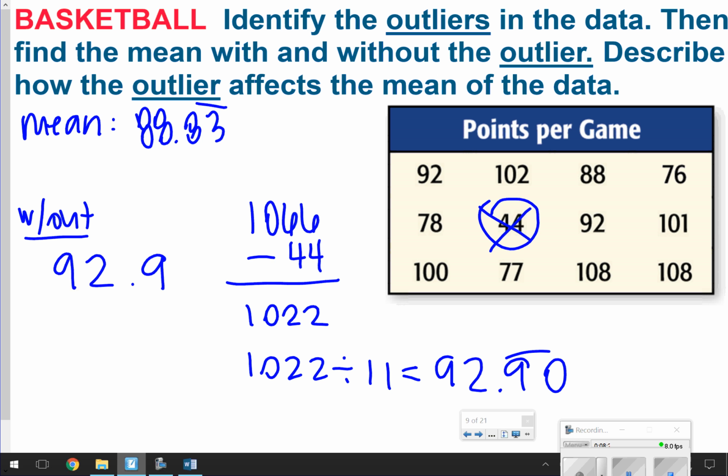Notice how the mean changes with the outlier and without. I feel like 92.9 is more of an accurate representation of the average points for this game. So just make sure that you keep in mind any outliers might affect your mean if they are really low or really high, depending on your set of data.